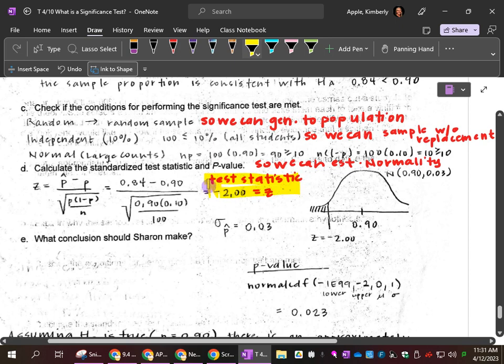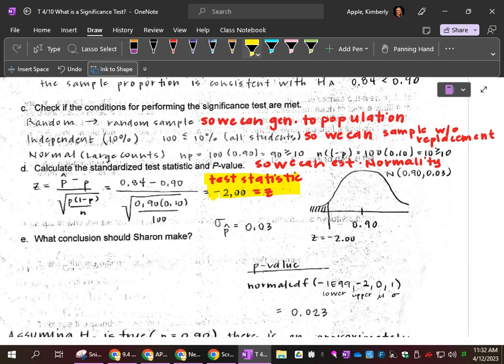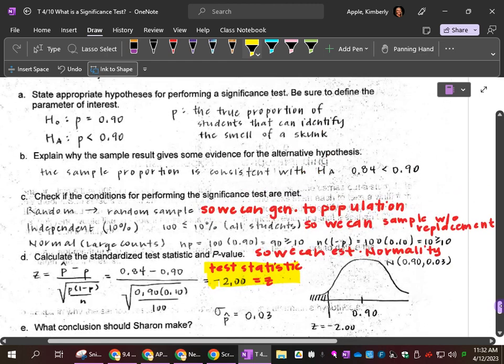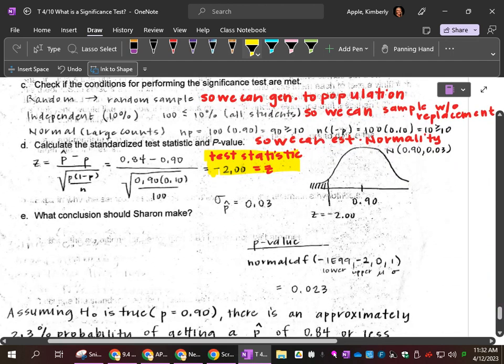From there, in order to calculate the p-value, I'm going to draw a sketch of the distribution. I'm going to label it. I'm going to place the z-score. Why am I finding area to the left and not the right? How do I know to do that? Because it's less than 90%. Correct. We are seeking evidence for less than 90. So that's what tells me to go to the left. And so then my calculation of the p-value is here.